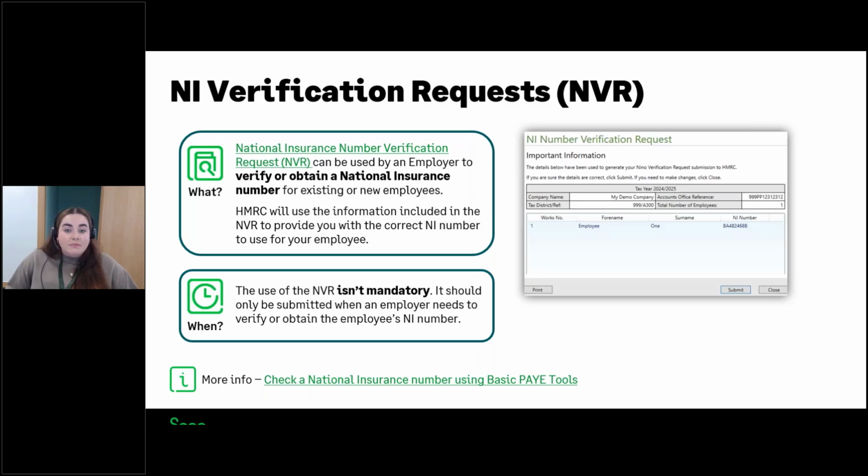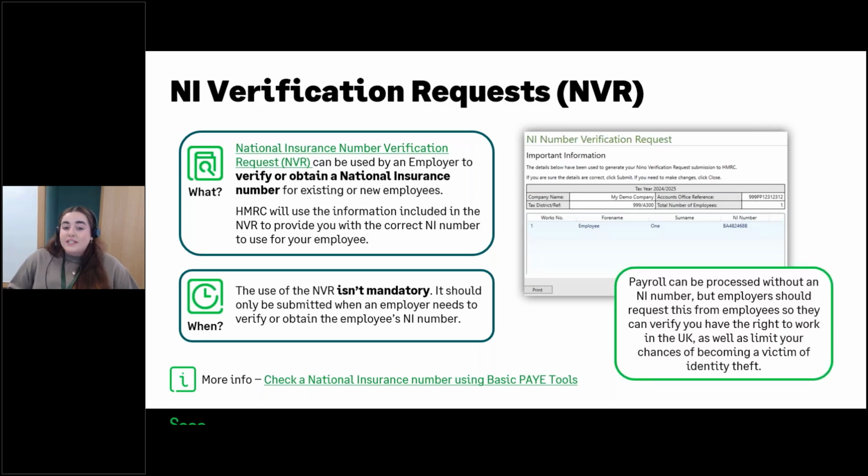And once you've submitted it, you might end up having to wait for a response on this submission. But in the meantime, you can actually still process payroll without a national insurance number for an employee without affecting the tax or national insurance calculations until you obtain that number. But later the employer might legitimately request this information so that they can verify that not only have you got the right to work in the UK, but also limit your chances of becoming a victim to identity theft as well, which does happen. So employees should be encouraged to apply for and provide the national insurance number as soon as possible, as this does impact elements such as pension tax relief and their state pension benefits too.